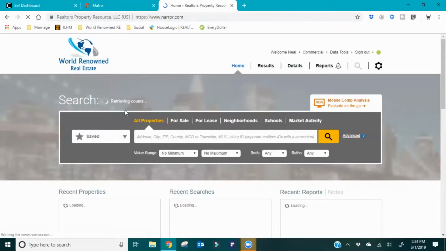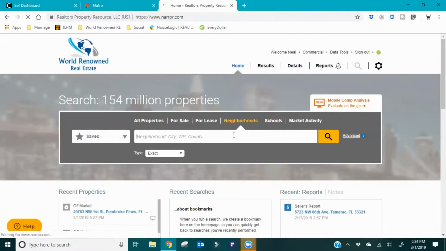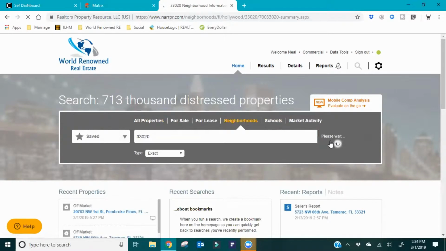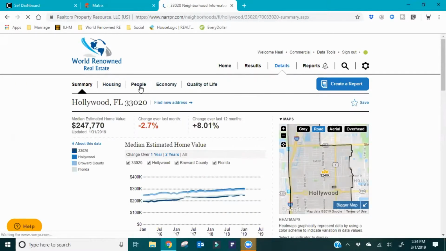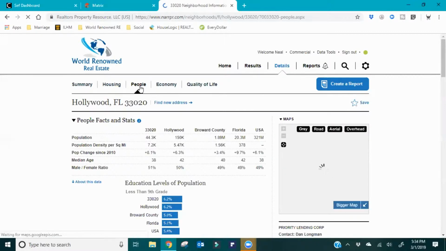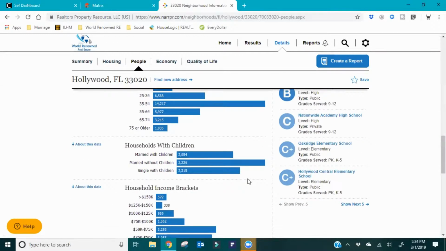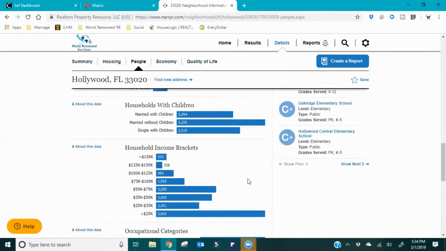So this is for the zip code 33029. We're going to go to 33020, another Hollywood zip code. The first one was for Pembroke Pines, but now I want us to look at this and begin to understand the difference and how once we know what we're looking at, we can utilize this information better.